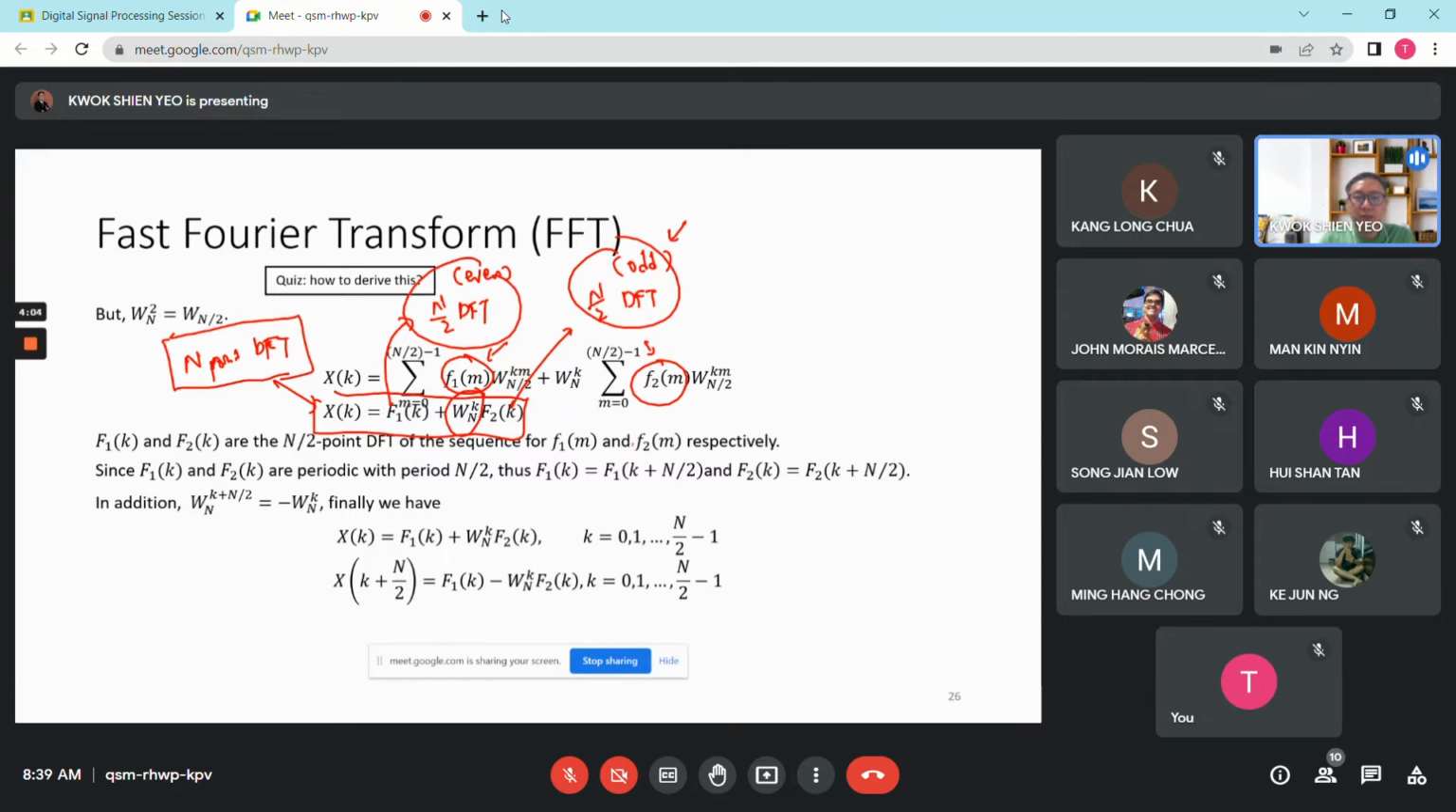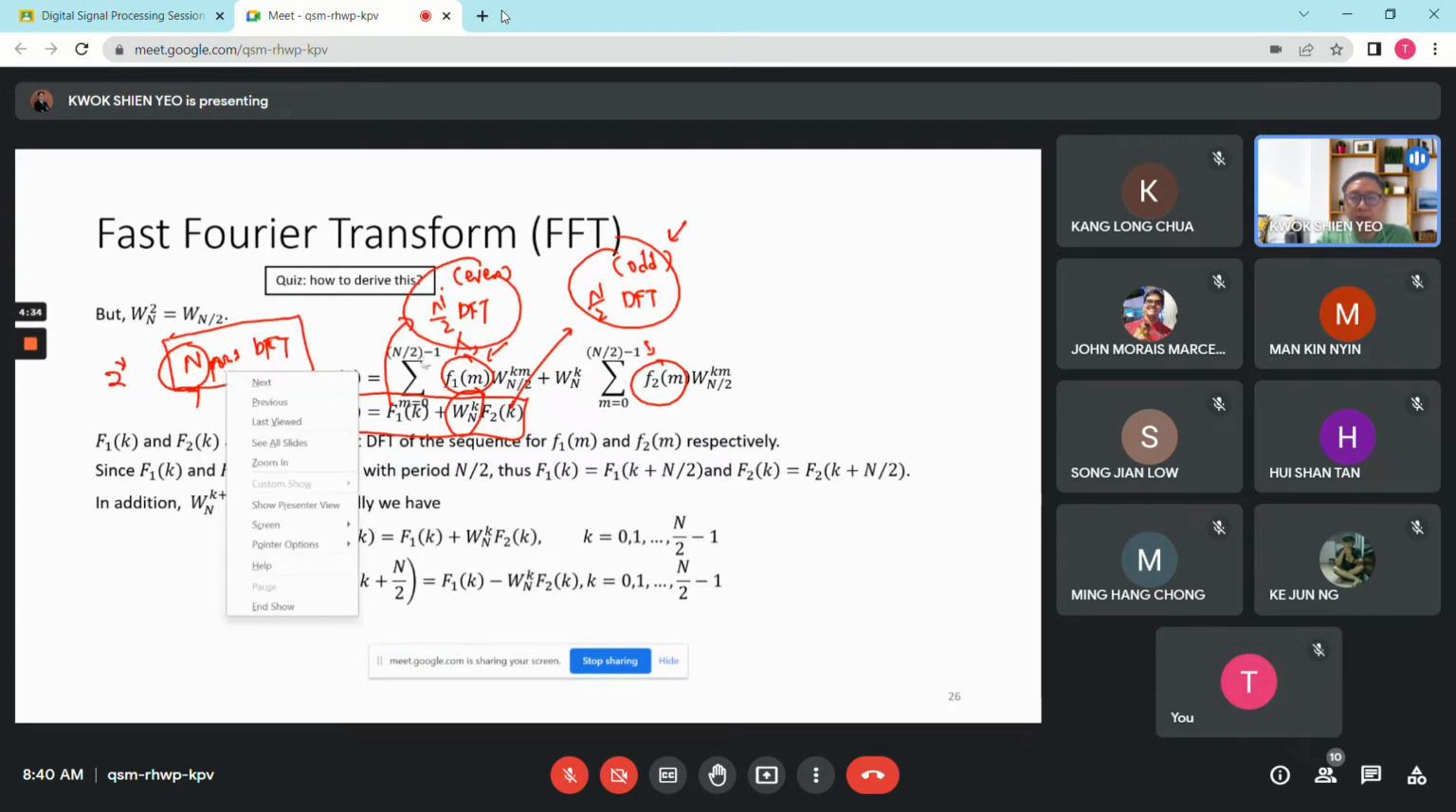In this case, if N is 2 to the power of something, you can continue to break down this N over 2 DFT into smaller DFTs until 1-point DFTs. You can continue to break it down until the smallest DFTs, so that you can add all these small DFTs together to calculate the larger size DFT. So that's the idea here, right?